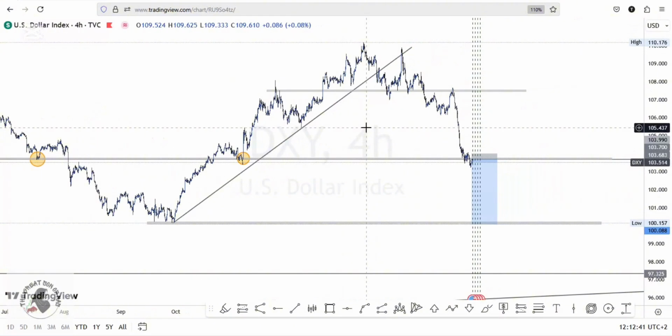If we put on the correlation, we need to understand that whatever is against the dollar needs to buy. Understand? Whatever is against the dollar, it needs to buy, and whatever is based on the dollar, it needs to sell. So USDJPY and DXY, we see selling opportunities.